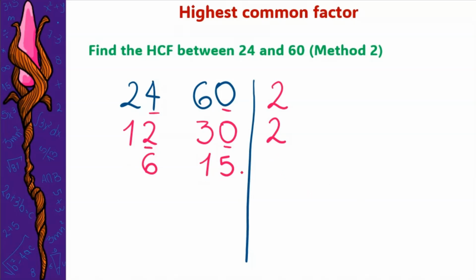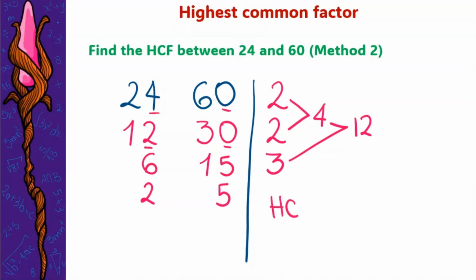Yes, 6 and 15 are both multiples of 3, so we can divide by 3. We are going to get 2 and 5. We already have prime numbers here, so the process is over. And finally, we do the multiplications. 2 times 2 is 4, and 4 times 3 is 12. Again, the highest common factor between 24 and 60 is going to be 12.